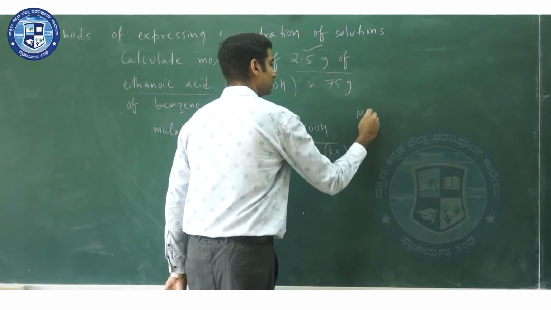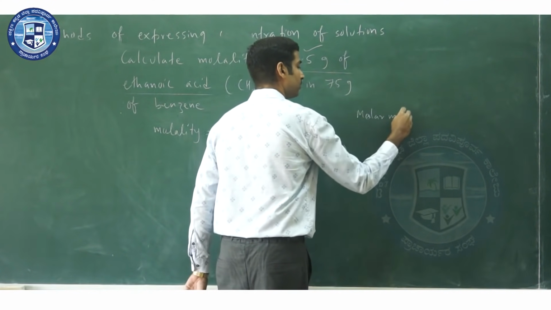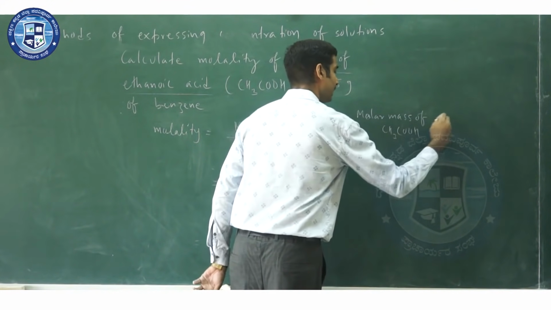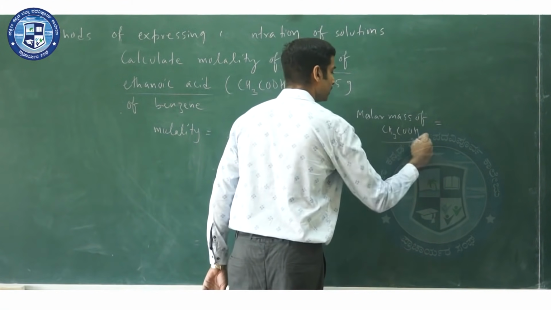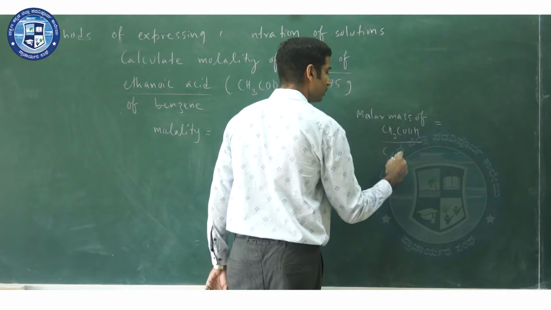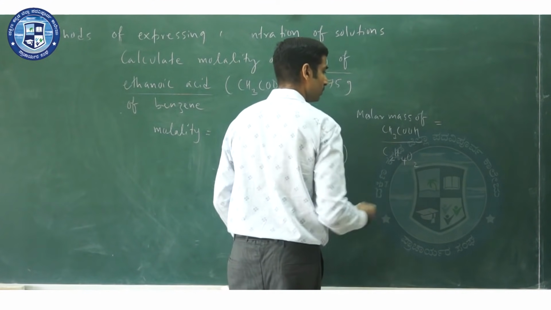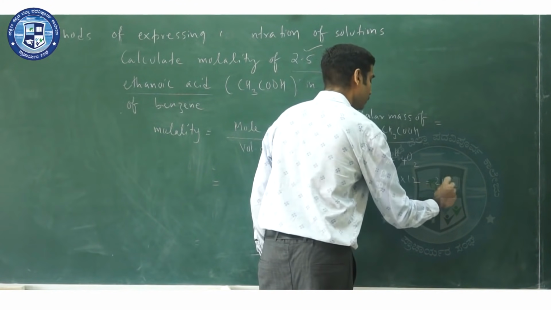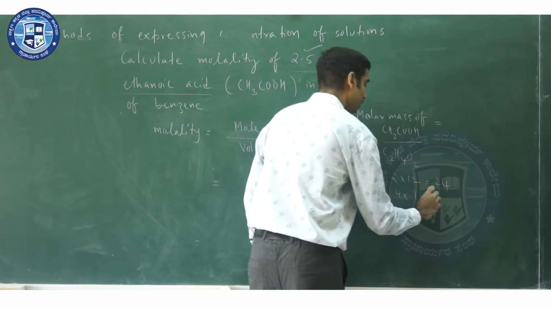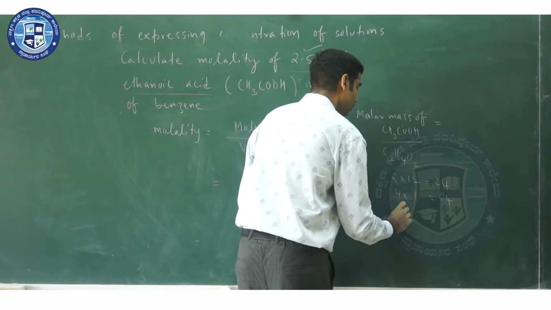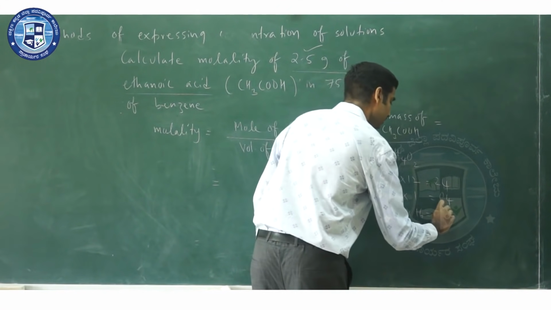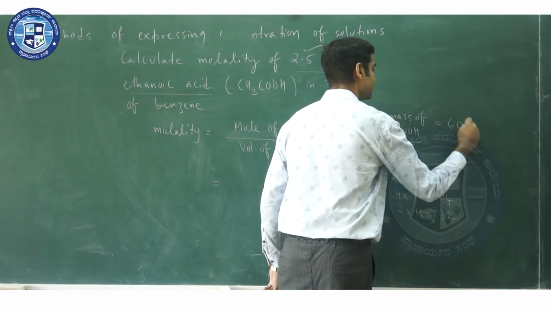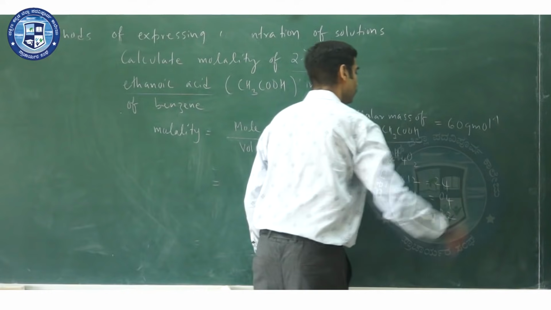What will be the molar mass of ethanoic acid? You can observe that the formula is C2H4O2. So I got 2 atoms of carbon, 12 will be the atomic weight, 4 atoms of hydrogen are there, atomic weight will be 1. We'll have 2 atoms of oxygen, atomic weight will be 16, and therefore you will get the molar mass of ethanoic acid as 60 gram per mole.